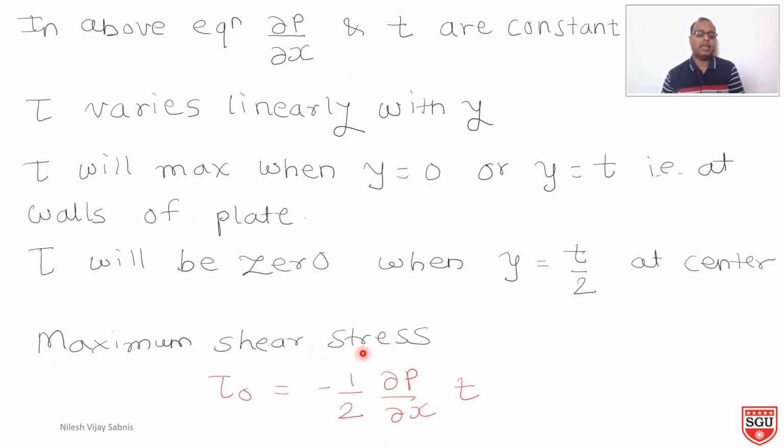Maximum shear stress can be calculated by putting the values as we have discussed before. So this is the equation: tau 0 is equal to minus 1 by 2 dou p by dou x into t, and that will be the final equation. Thus we have completed the derivation part of the laminar flow through two parallel plates. Thank you.